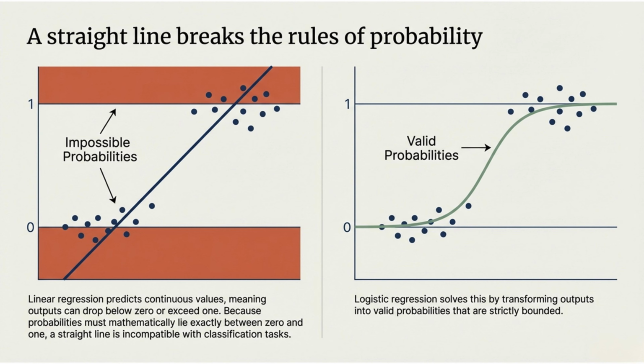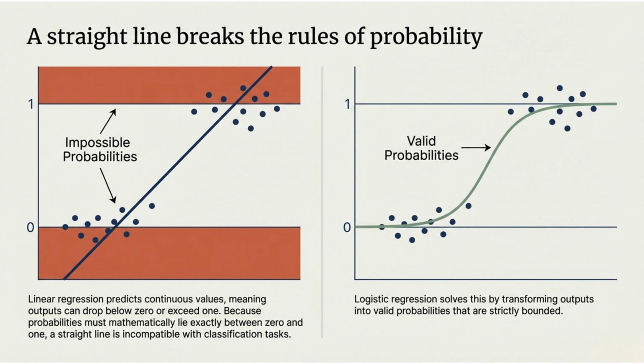The key reason is that linear regression predicts continuous values, which can go below 0 or above 1. However, probabilities must lie between 0 and 1. Logistic regression solves this limitation by transforming outputs into probabilities.